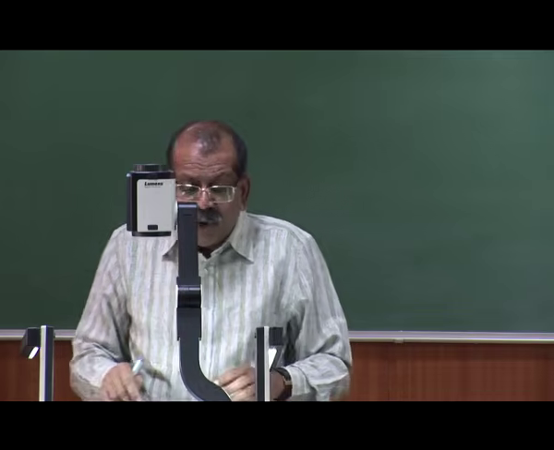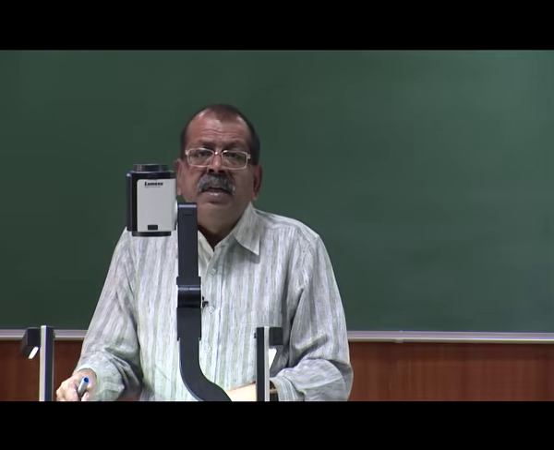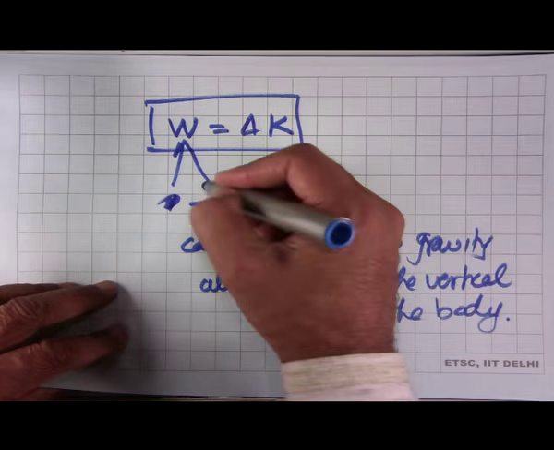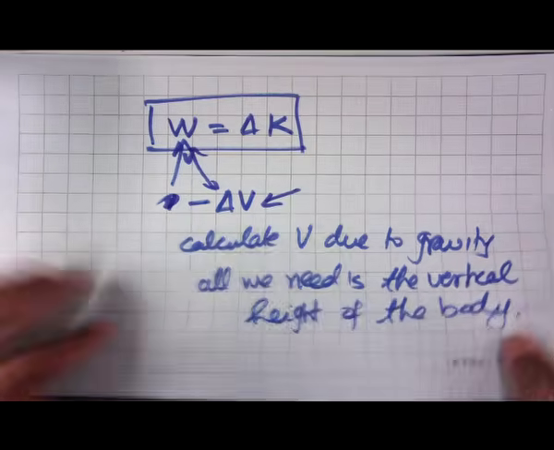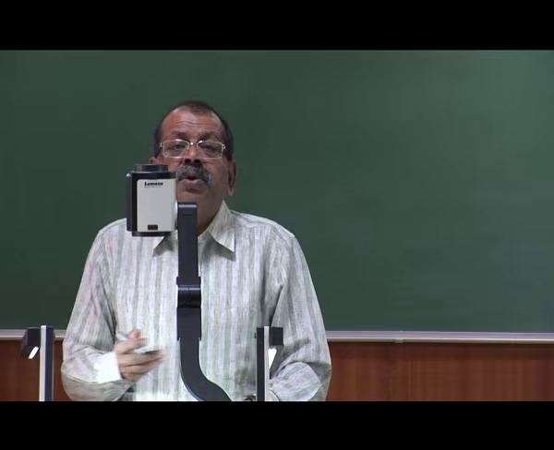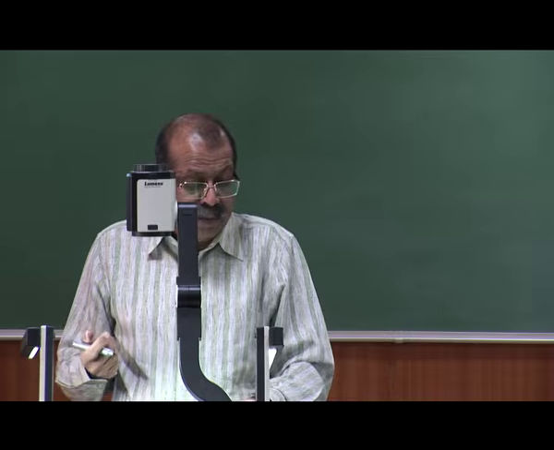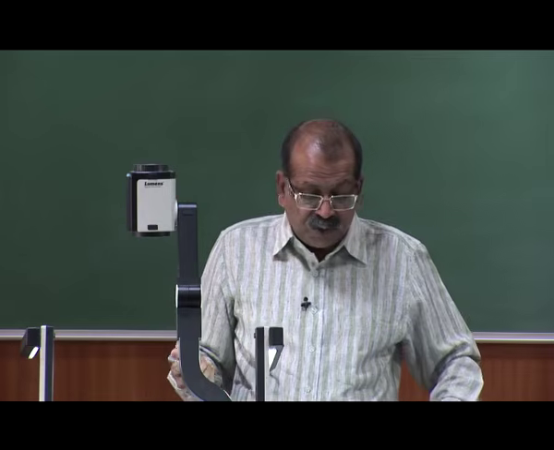So, the calculation of work done becomes quite easy when a conservative force acts, because instead of W, we use minus the change in potential energy, and we do not need to bother about the path the body actually takes when it moves from position 1 to position 2.